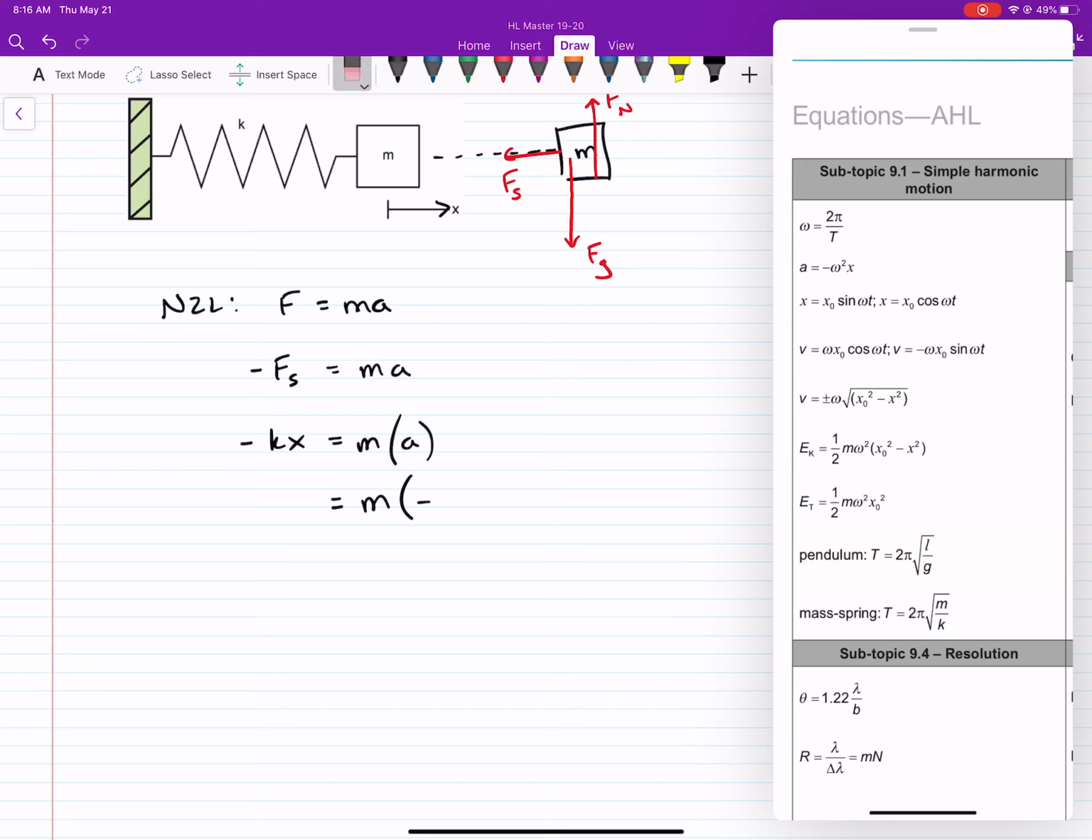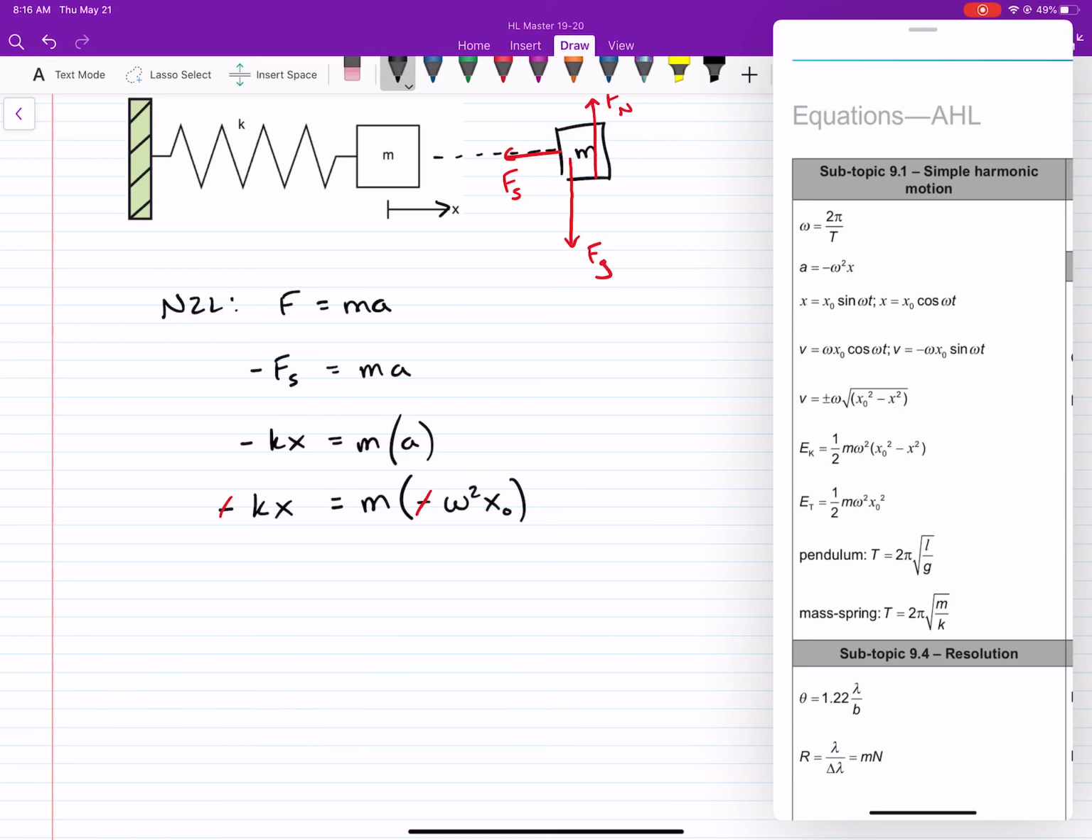So I've got negative omega squared x naught is equal to negative kx. I put those negatives in there just to really think about the directions. Because the force is to the left and the acceleration is to the left, they're both negative, so we can actually get rid of those at this point. It's just important for us to think about the fact that those are both negative.